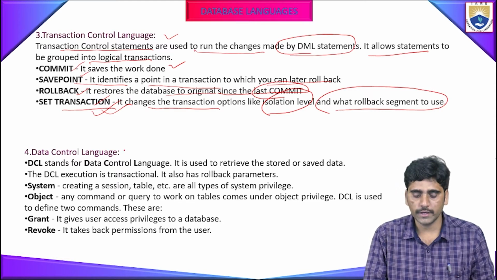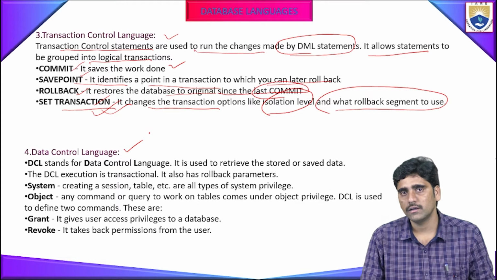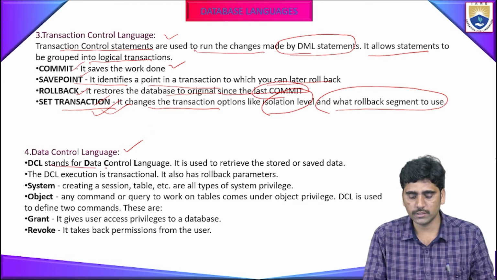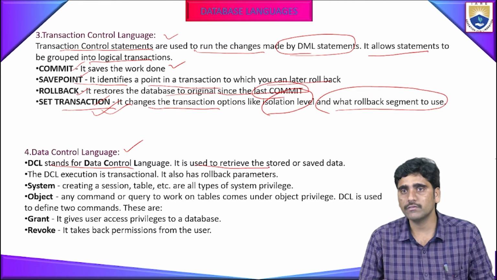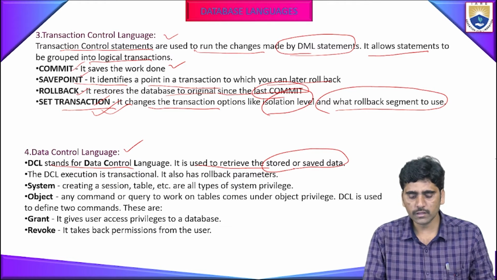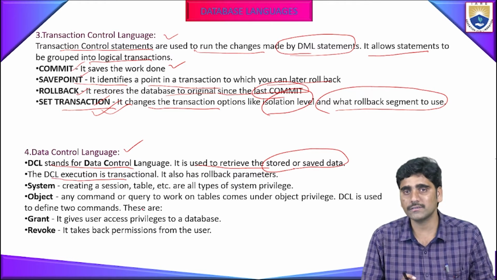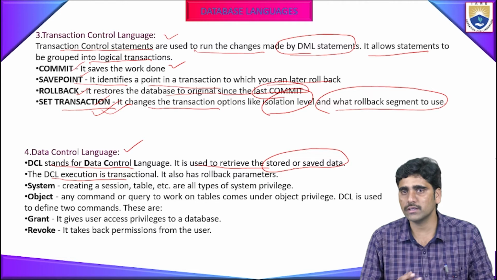And next, data control language, DCL. DCL stands for data control language. It is used to retrieve or store the saved data. The DCL execution is transactional, which means it can be committed as well as rolled back. It also has some rollback parameters.